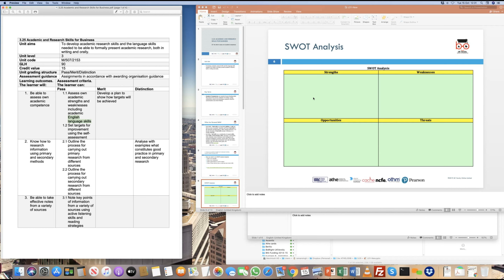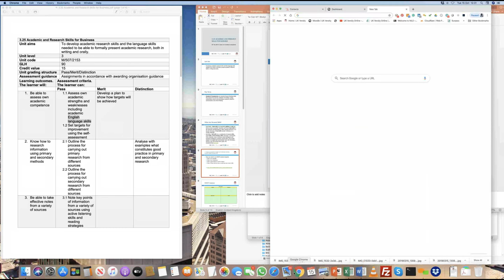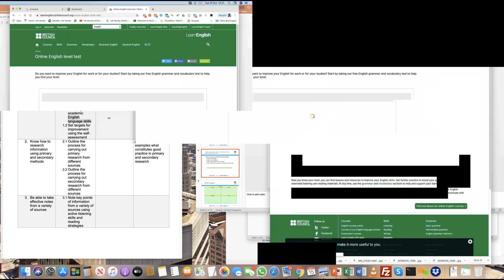But how would you assess you're good at communication? When you write that as a strength, you have to back it up with some sort of evidence. So here, what I would suggest you to do is, this is a link to a test that you can do to check your English language ability skills, and this is on the British Council website.